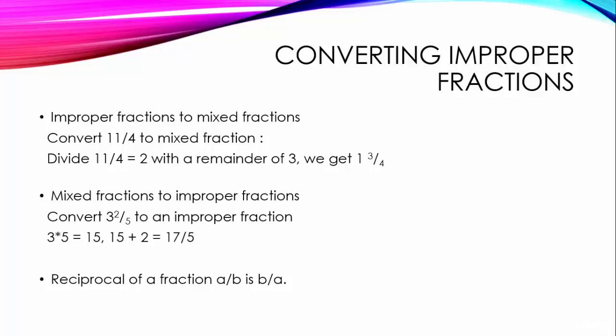For example, if you have to convert 11 by 4 to a mixed fraction, divide 11 by 4, which is equal to 2 with a remainder of 3. Write down the 2 and then write down the remainder 3 above the denominator 4. You will get 2 3 by 4.